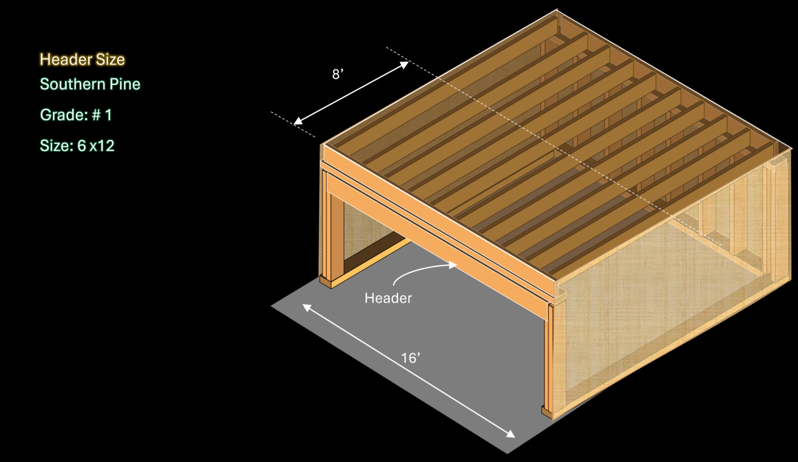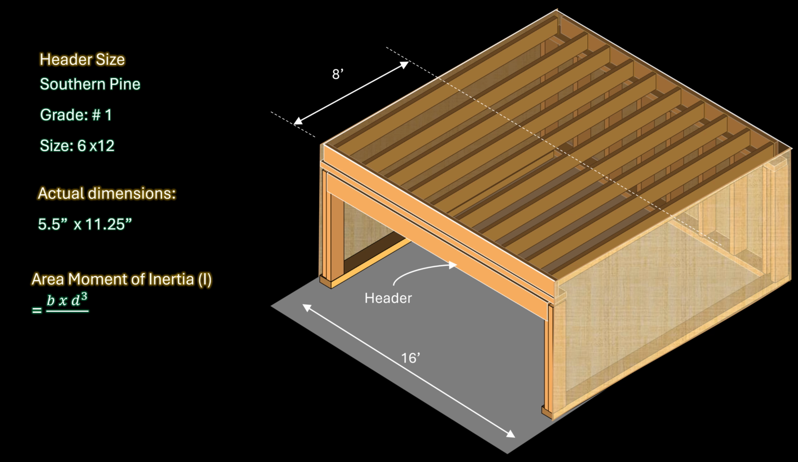First, let us determine the properties of the header. Let us begin with the actual header dimensions. A standard dressed 6x12 beam is 5.5 by 11.25 inches in actual dimensions. The area moment of inertia about the header's x-axis is the quotient of the product of the width and the cube of the depth, and 12. Therefore, in this case, the area moment of inertia is 653 inches to the 4th power.